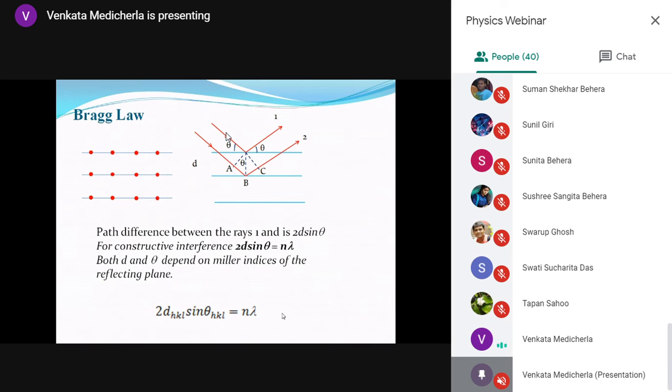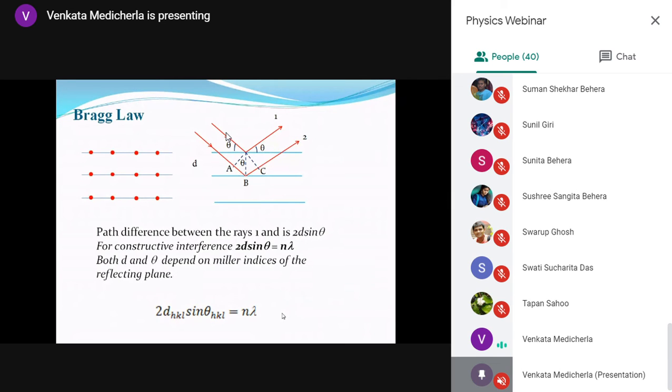So from that assumption, he has derived this 2d sin theta = n lambda. He has assumed that there is a specular reflection at each crystal plane. And here another important thing is, it is elastic scattering of the X-ray.